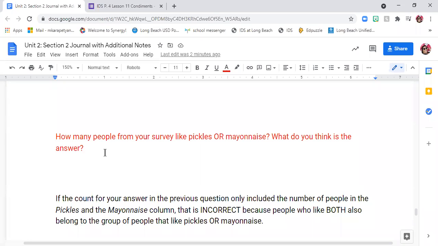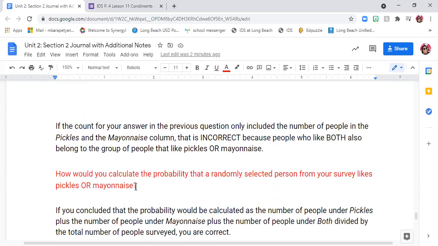In this situation, it's pickles or mayo. So yes, you have to consider the pickles category and the mayo category, but you also have to consider the both category, because even the people in the both category like pickles or mayo as well. Those people also like pickles and they also like mayo, so you have to actually consider all three columns.